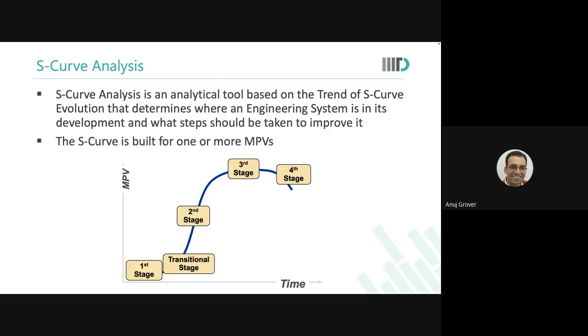So S-curves can be built, as we just discussed, for a wide range of things. You could build it for evolution of each of your components, for your entire system, for your careers, for your life in general. So many things you could build S-curves for.